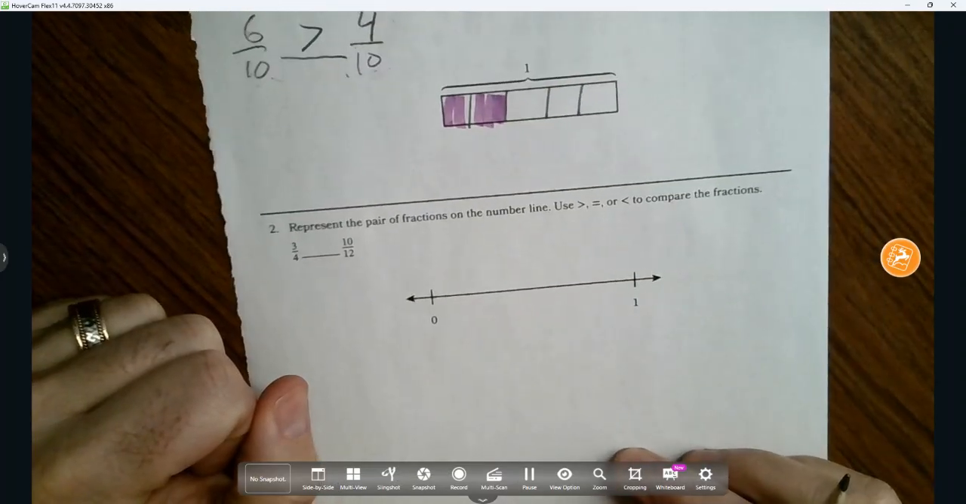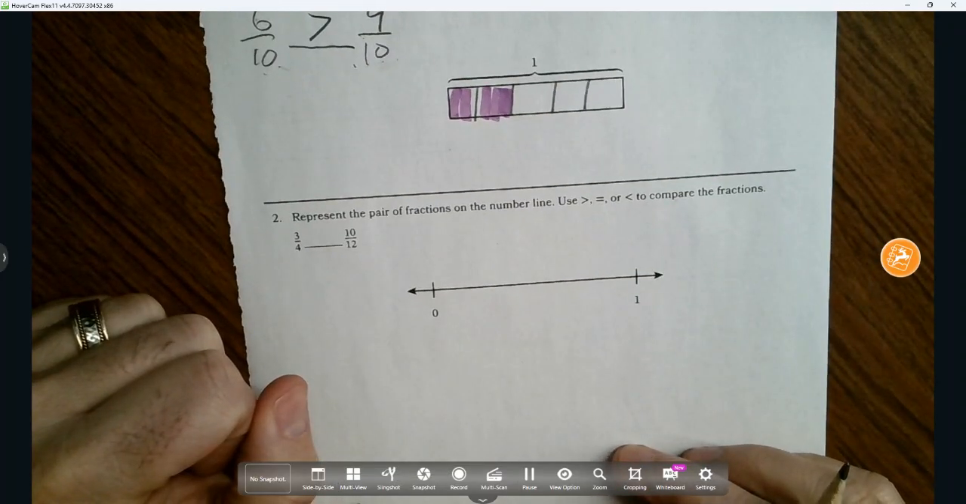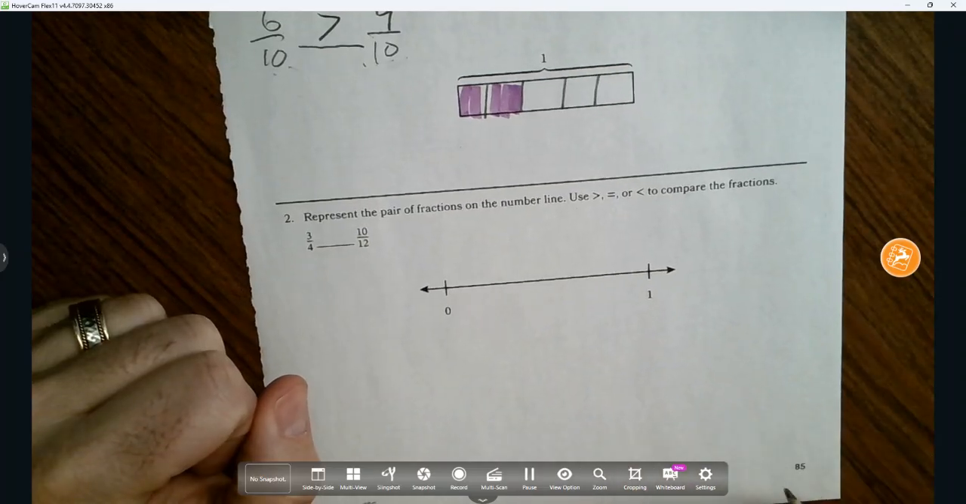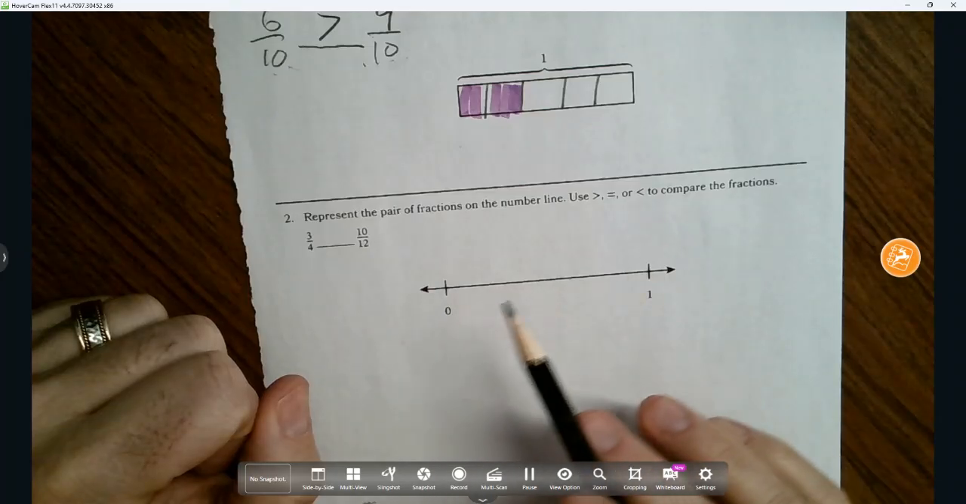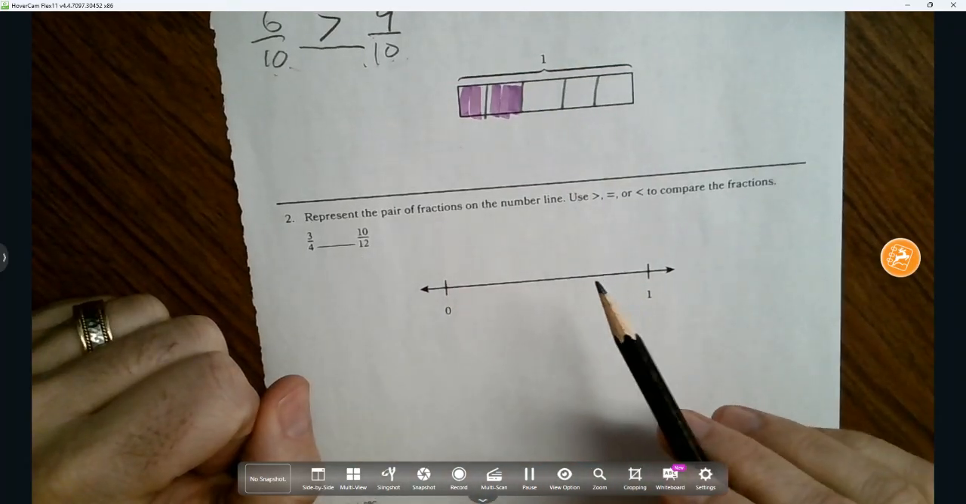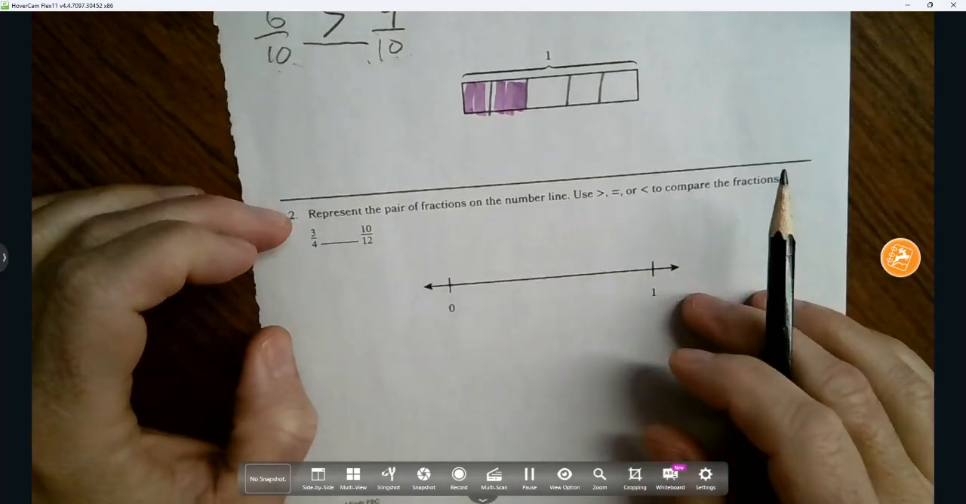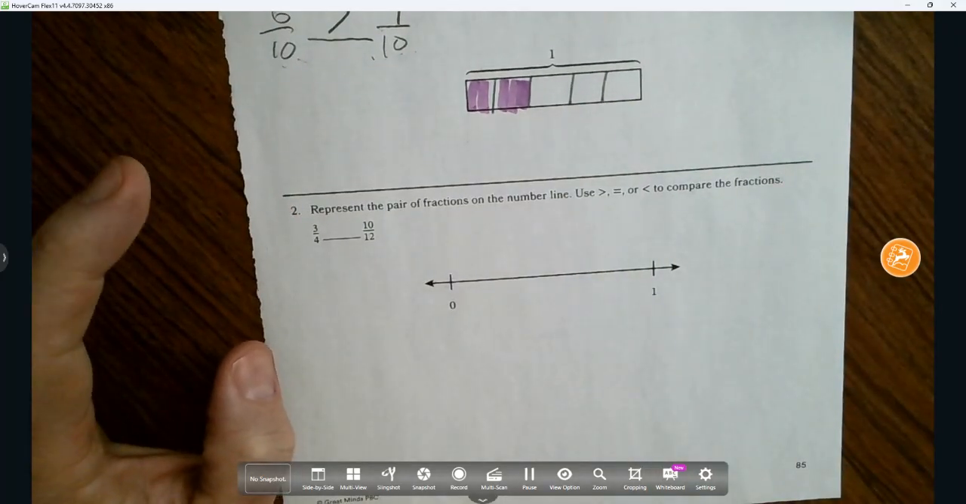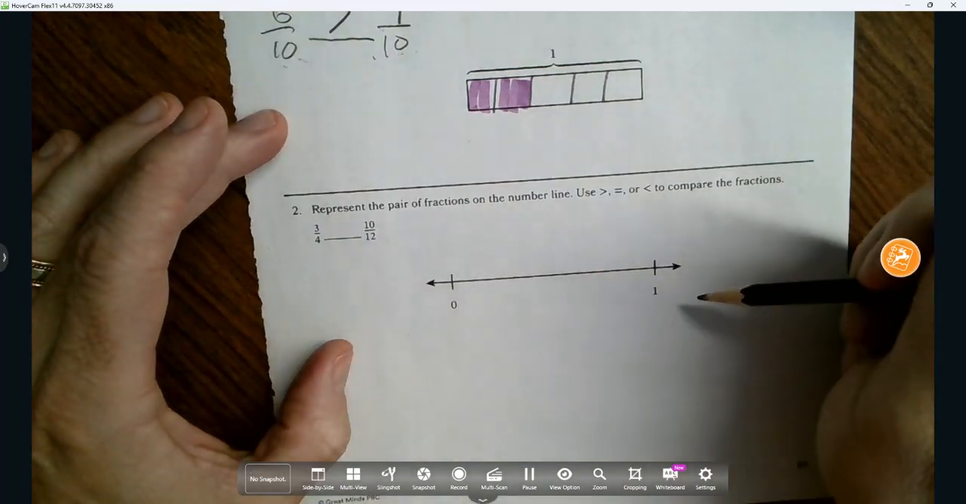All right, on the next one, represent the pair of fractions on the number line. Okay, we're looking for greater than, less than, or equal to again. And again, you can put them on here. Where is 10/12 going to be? Where is 3/4 going to be? You can do the math and show the equivalent to 3/4, what that is, right? What's equivalent to 3/4? Because you could do 12ths on here.